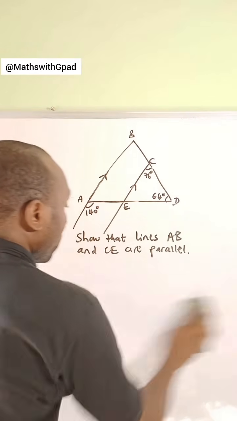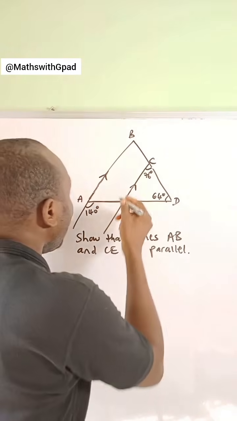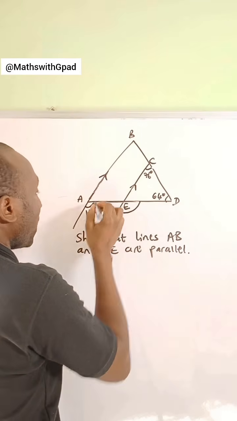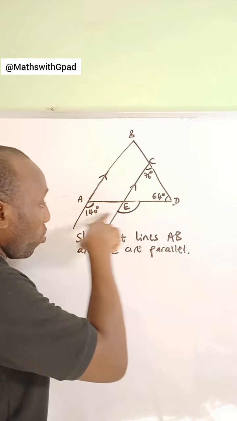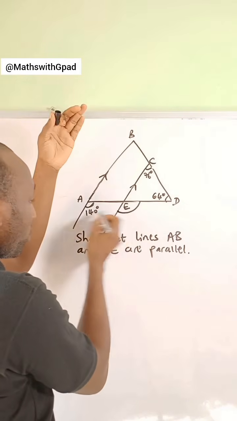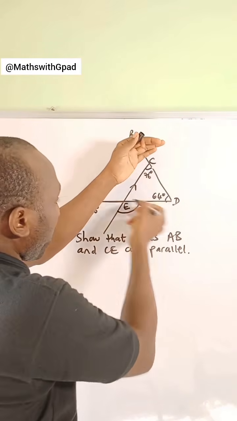So if we want to prove that these two lines are parallel, this angle here must be equal to this angle. And you can't use this to prove this. You have to use something maybe around here to prove that this angle is 140. So I'm going to use this triangle.